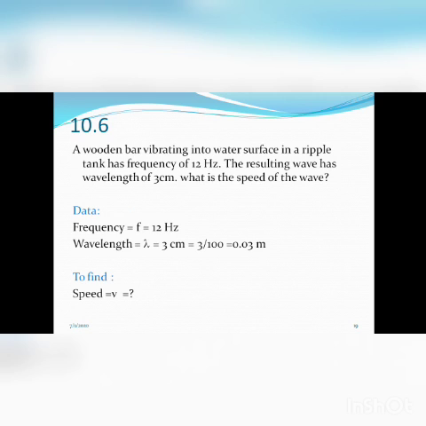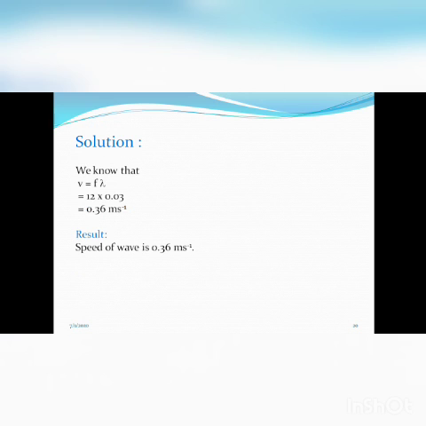What we have to calculate? We have to calculate the speed. Solution. We know that v is equal to f lambda. f is 12 Hz and lambda is 0.03 meter. By multiplying this, we have 0.36 meter per second. The speed of the wave is 0.36 meter per second.